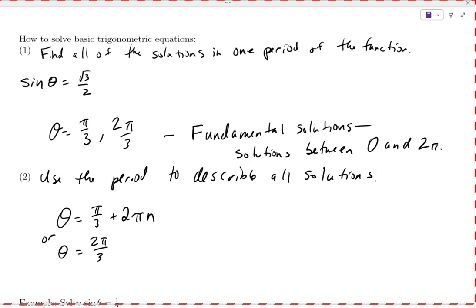So this part right here is just representing that I'm taking some integer, no fractions, an integer, multiple of 2 pi. So maybe I make it 0 and I'm at pi over 3. Or I put a 1 in for n and I add 2 pi. Or I put a 2 in for n and I add 4 pi. Put a 3 in for n, you add 6 pi, and so on. If I put negatives for n, you're subtracting multiples of 2 pi rather than adding multiples of 2 pi. Okay?